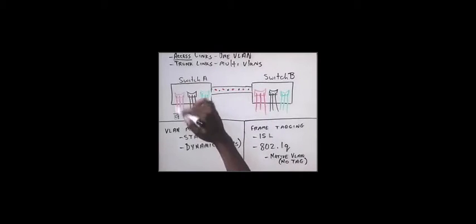Now, how do these links become members of a particular VLAN? This is called VLAN membership. There are 2 ways that this can take place. One is with static VLAN membership. This is where the administrator assigns a particular VLAN to a particular port.